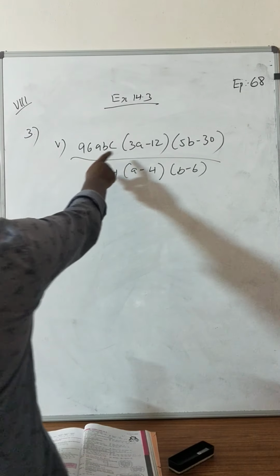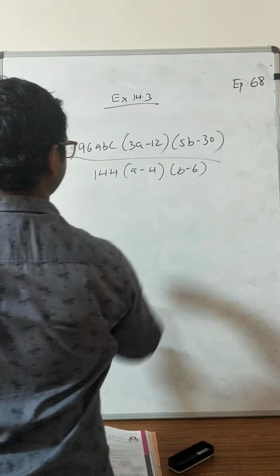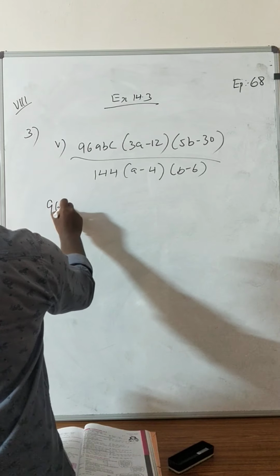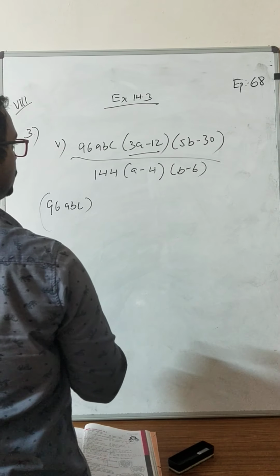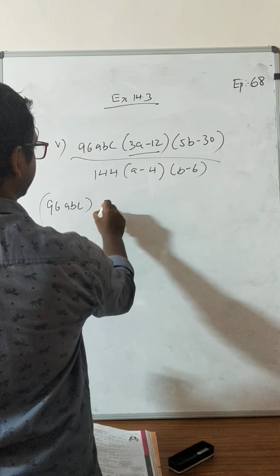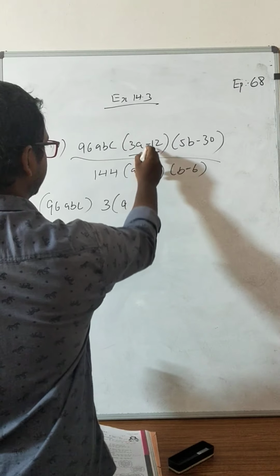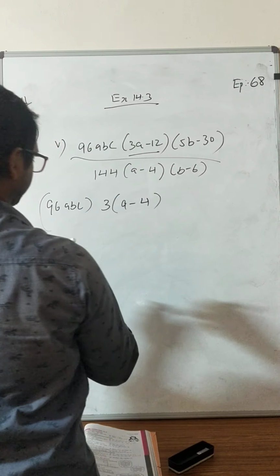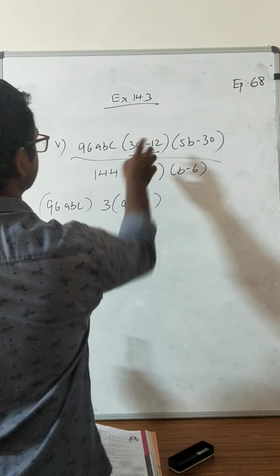So see here, I am going to take something common from here and something common from here. Okay, so keep 96 ABC as it is, and then from here let us start. What can we take as common? I can take 3 as common. So when I take 3 as common, what is left here? Here I am left with a, and here I am left with minus 4. See, because 3 into a is 3a, 3 into minus 4 is minus 12.